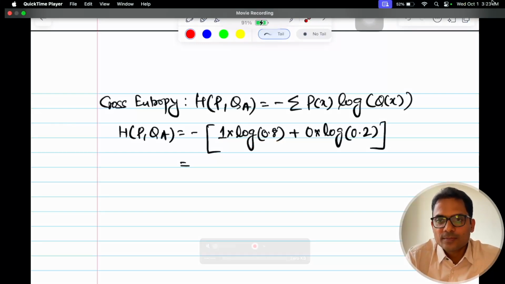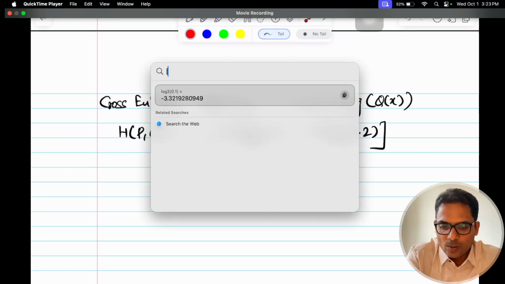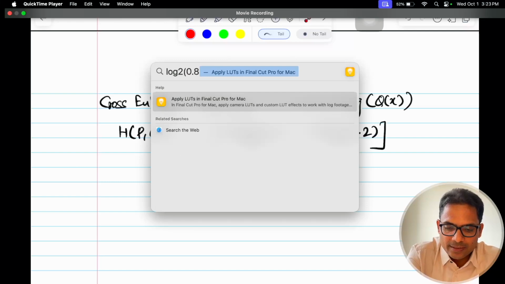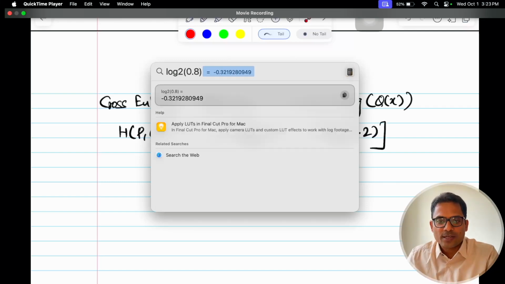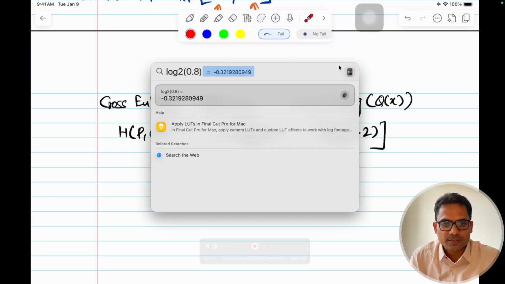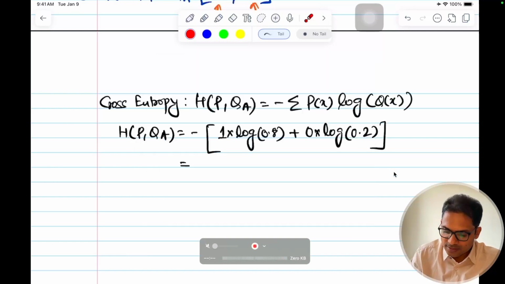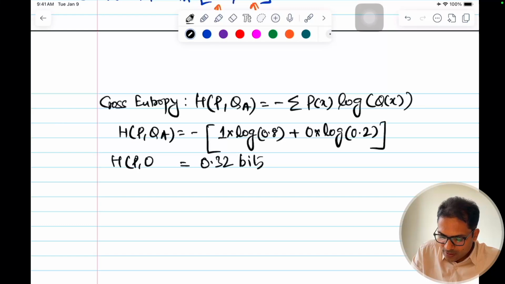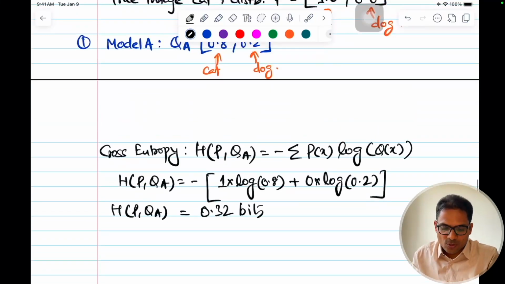What is log of 0.8? Log base 2 of 0.8 is minus 0.32, and with the negative sign it becomes plus. So this will be equal to 0.32 bits, negative times negative. So this is your H of P comma QA. This is your model A.